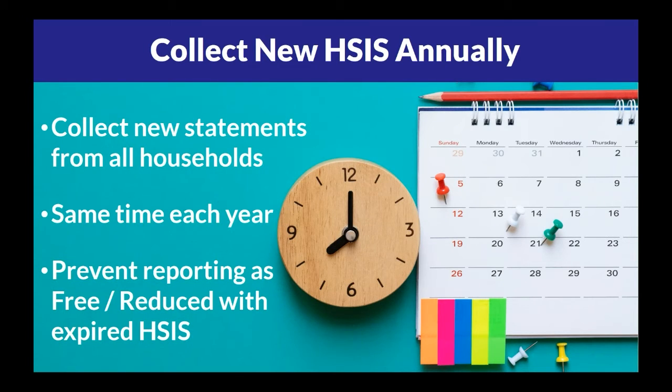Because income statements are only valid for 1 year, you must collect a new income statement from all households once a year and never use expired forms. You are encouraged to collect new income statements at the same time each year, even from households that are new and may have recently completed a form. We suggest doing this in September or October each year to coincide with the new federal fiscal year.